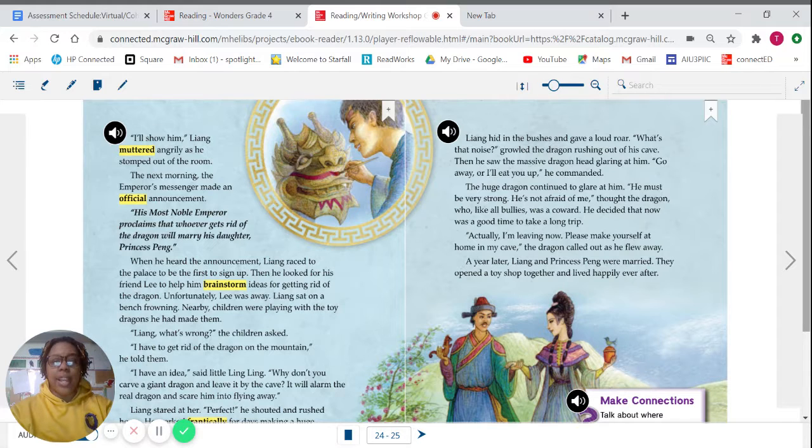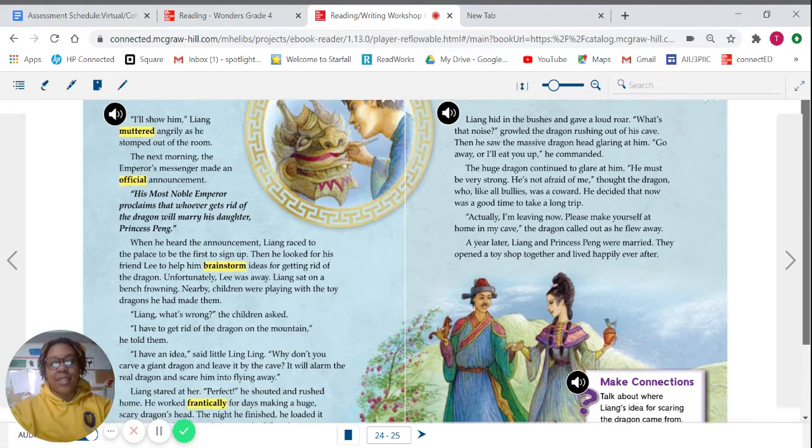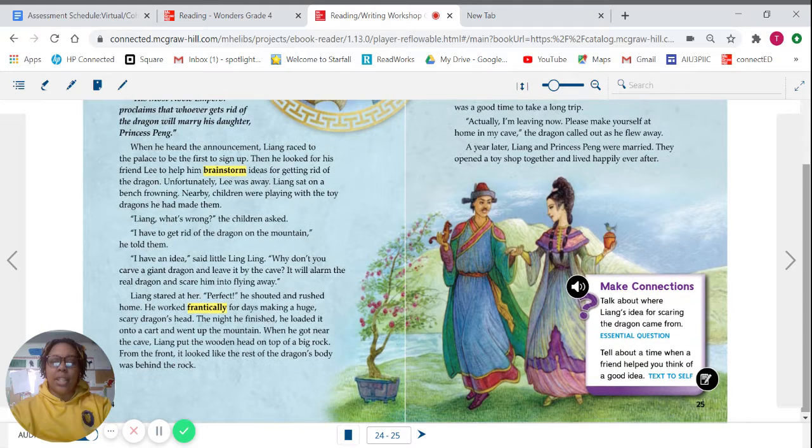A year later, Liang and Princess Pang were married, and they opened up a toy shop together and lived happily ever after. Now, let's make some connections.